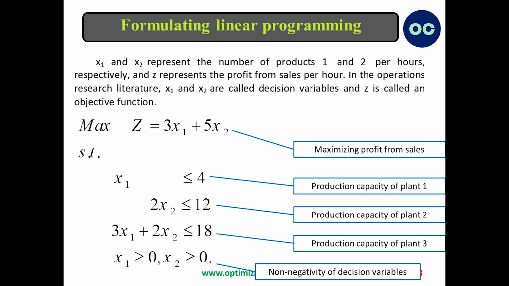Since the products cannot be negative, we set the decision variables to be non-negative, which are x1 greater than or equal to 0 and x2 greater than or equal to 0. Here is a summary of the mathematical representation of the LP model for the example.